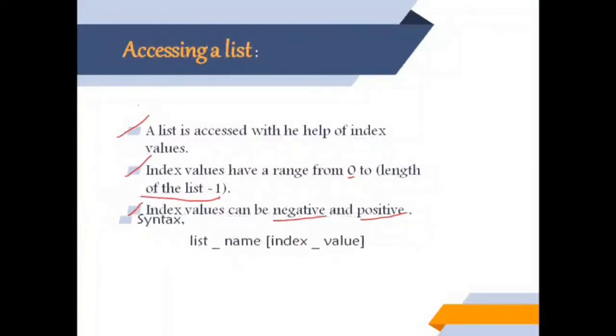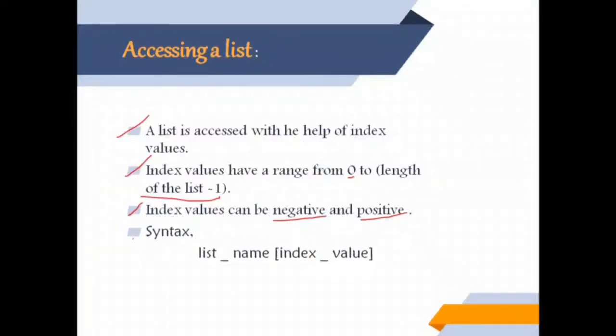The syntax is list name followed by square brackets, and within the square brackets we have to include the index value, that is, the index value of the element which we want to access. Now let us see how to access a list with the help of an example.